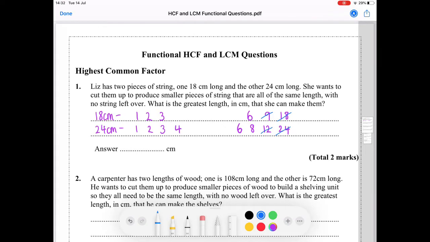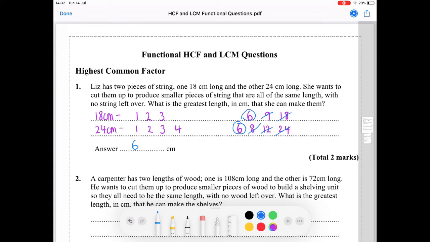Now 6 is the next highest one in 18, and we've also got a 6 in the 24. We don't have an 8 in the 18, so 6 is going to be our answer. 6 is the highest common factor of 18 and 24 centimetres. Okay, so that is our overall answer.